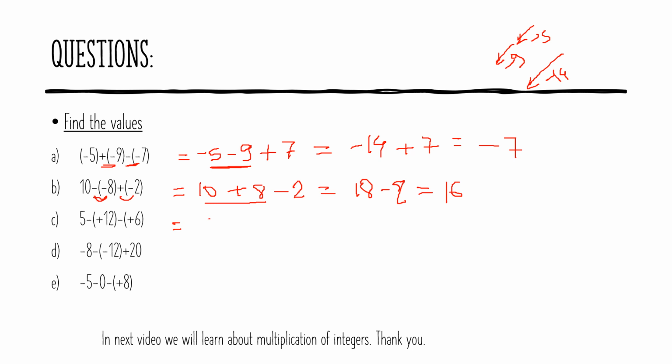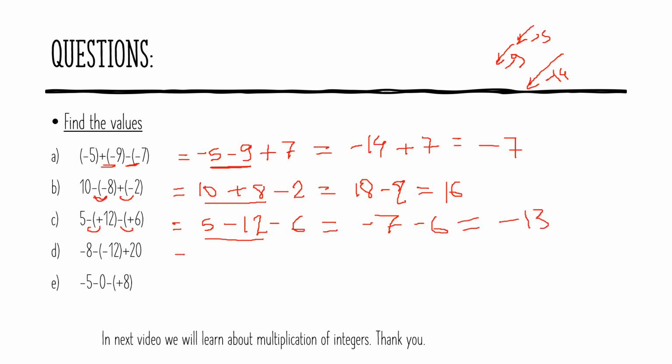Okay, so 5, and then here we see minus plus minus, because they are of different nature, and then again minus plus, this will result in minus. So here let's solve these two first. 5 minus 12 will be minus 7, minus 6, so this will result in minus 13.